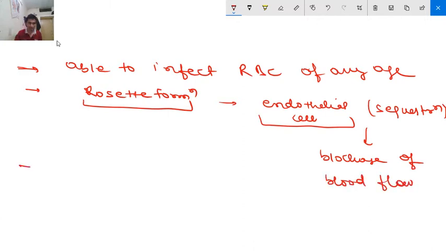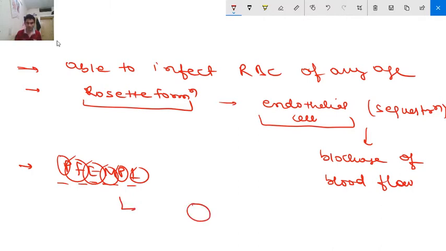Clear? Now the next is your PFEMP1, that is also known as Plasmodium falciparum erythrocyte membrane protein 1. It also associates and forms knobs on the RBC surface. Suppose this is RBC, so these are the knobs which are formed on the RBC due to this protein.